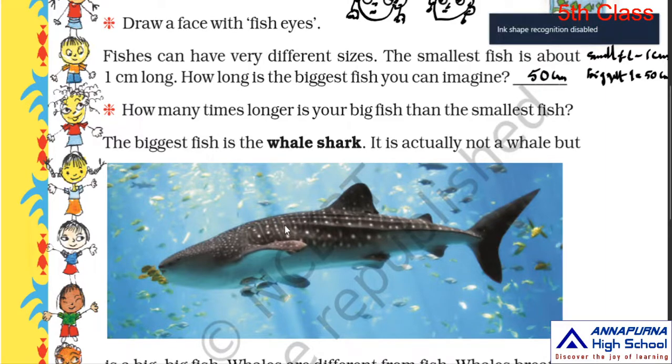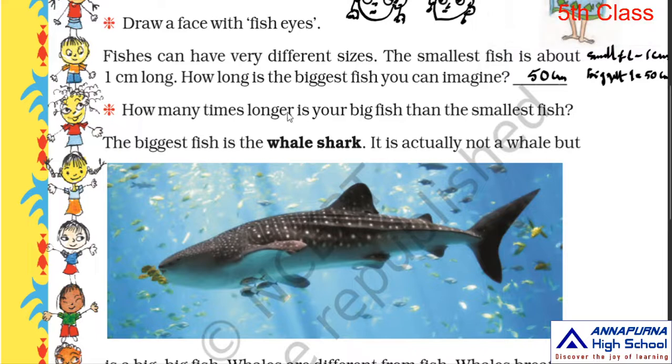Therefore, how many times longer is your big fish than the small fish? Here the small one is 1 centimeter, whereas the big one is 50 centimeters. So how many times? Obviously it is 50 times. So this is the answer.